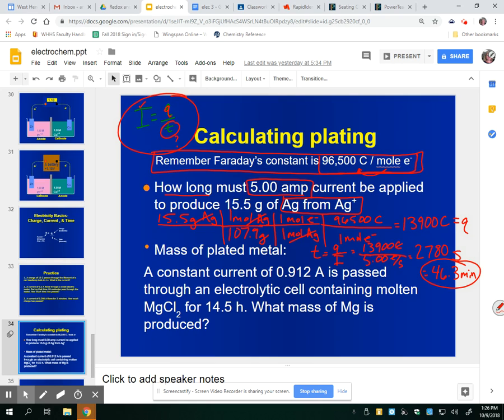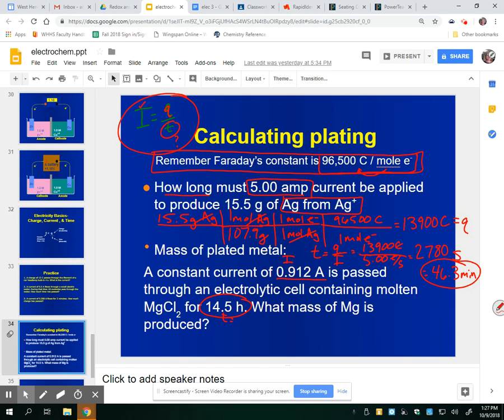The next question is really going to be that same sort of problem. It's just backwards. So calculating the mass of the plated metal. The first one was how long it'll take. The second one is the mass of a plated metal. You'll either get one of these two types. It tells me I have a current. So this is my I. And it passes through a cell for 14.5 hours. So that's my time. We know that that's going to have to be in seconds.